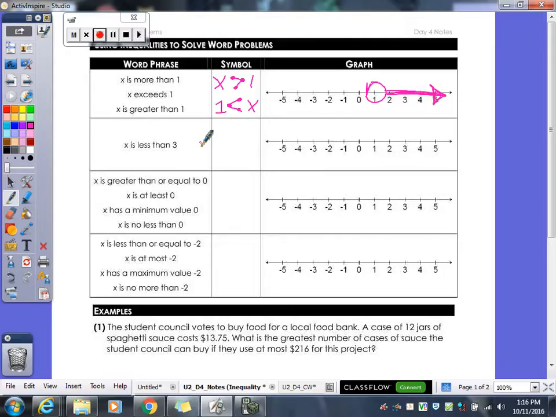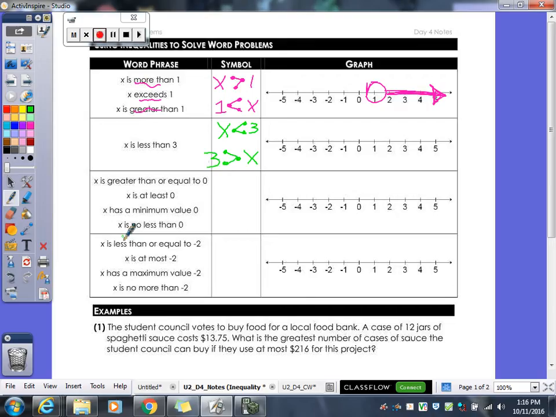So more than exceeds greater than, I think that one is an easy one. This one's an easy one too. Less than is pretty much less than. X is less than, 1 dot is less than 2 dots. X is less than 3. Putting the X on this side, X 1 dot is less than 2 dots. X is less than 3.